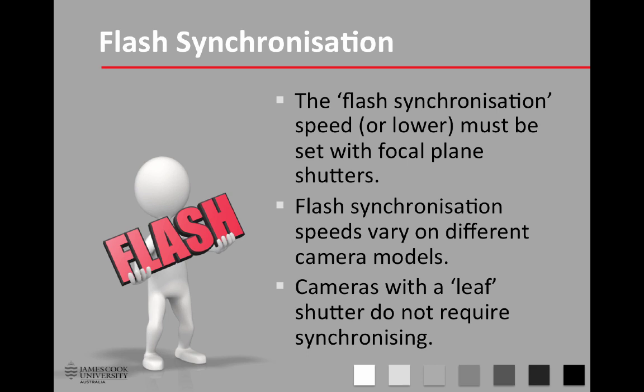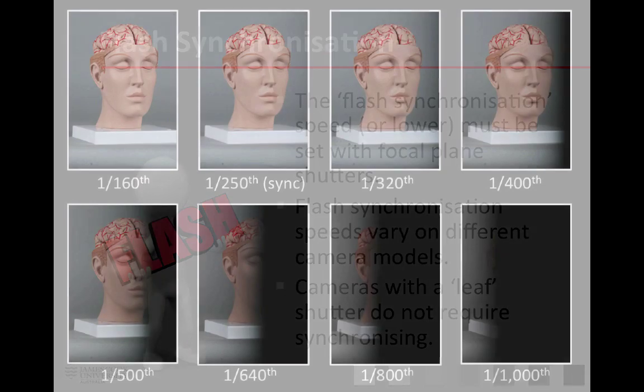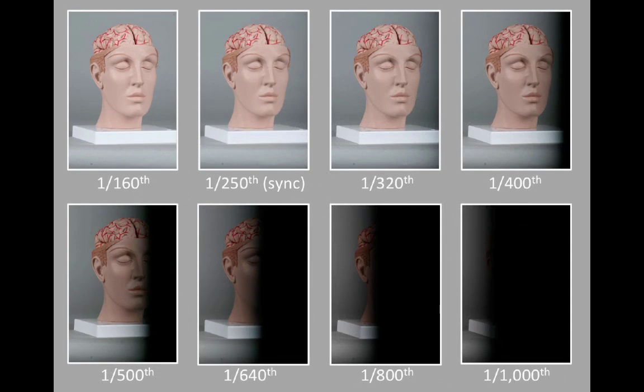For now, however, what is important is to understand the concept of flash synchronization. On cameras with focal plane shutters, a certain shutter speed is required that syncs the firing of the flash, and this actual speed changes with different camera models. Let's have a look at some results of different shutter speeds. I have shot this subject using studio flash at different shutter speed settings. The flash synchronization speed for this camera is 1/250th of a second.